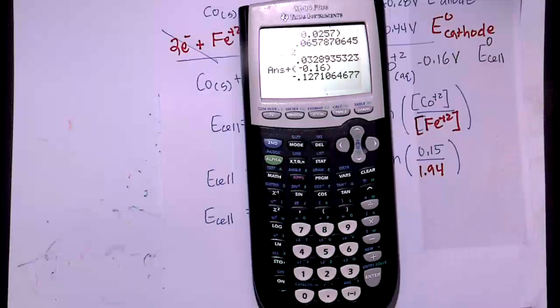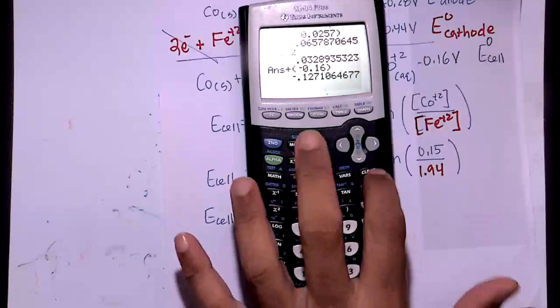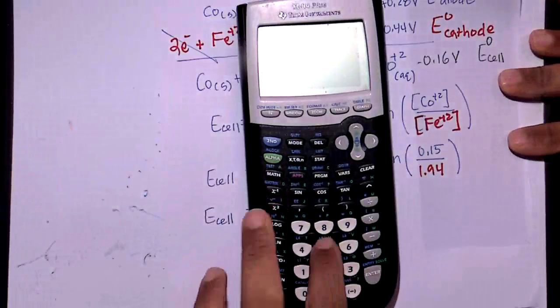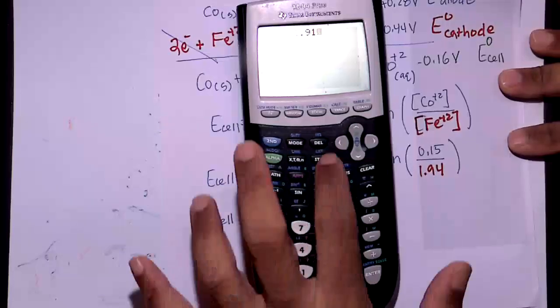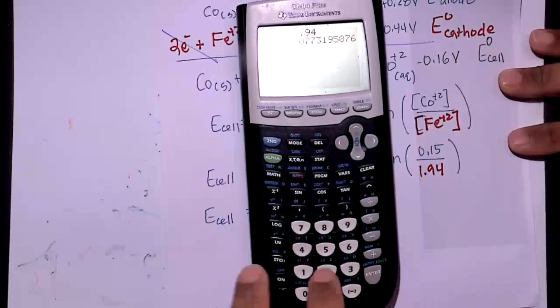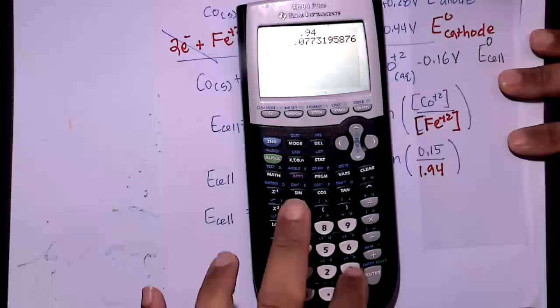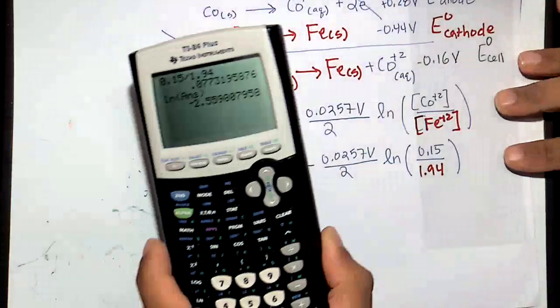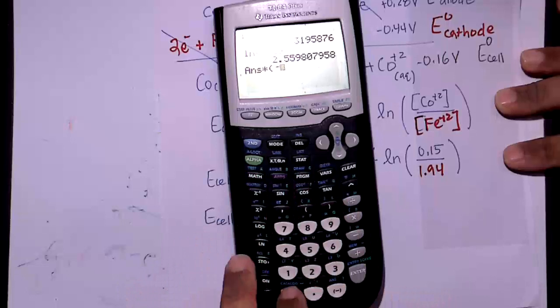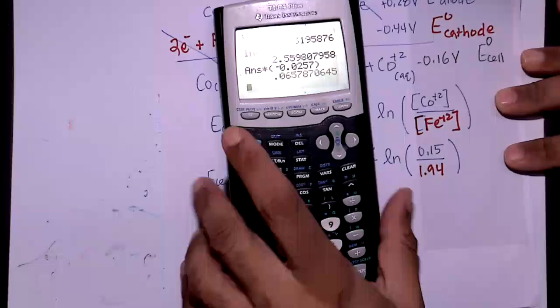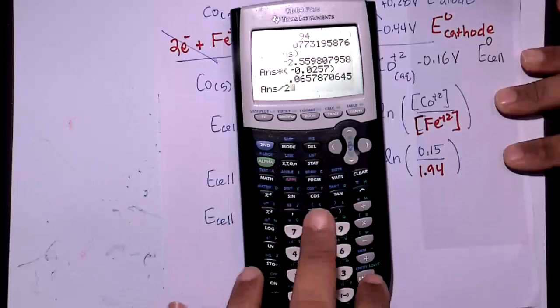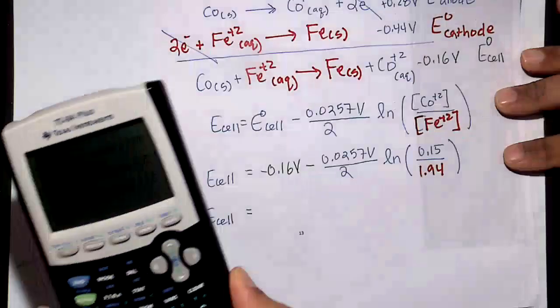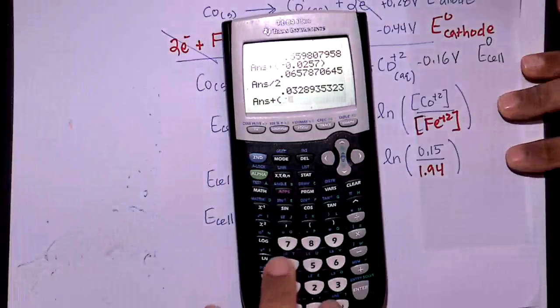Did you get negative 0.13 volts? Yes? No? Okay, let me try that again. Natural log of 0.15 divided by 1.94. Okay, natural log of that, times a negative 0.0257, divided by 2, plus a negative 0.16.